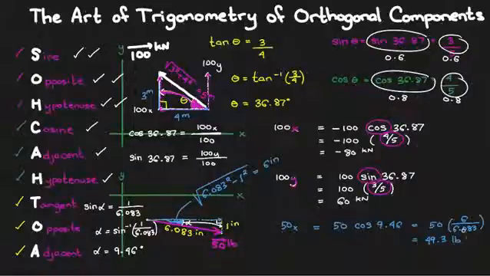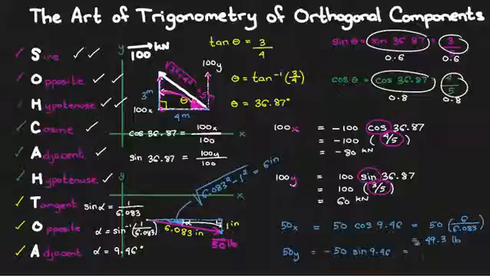How about the y component? The y component of 50 is just equal to this component right here. Well, that component is opposite of alpha. I already know the hypotenuse, so I must multiply the hypotenuse by sine of 9.46, and since the y component points down, I have to put a negative sign in front of that term.